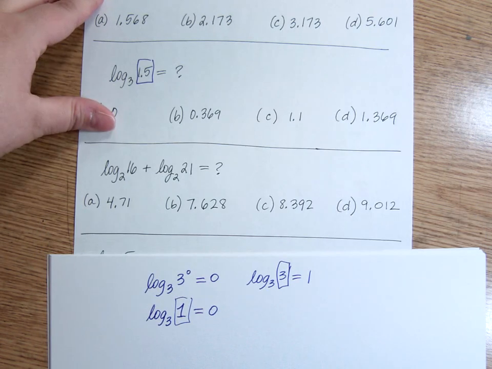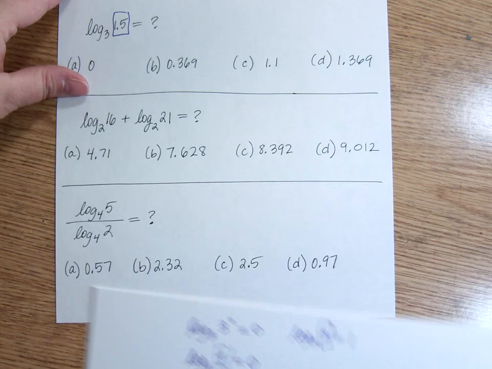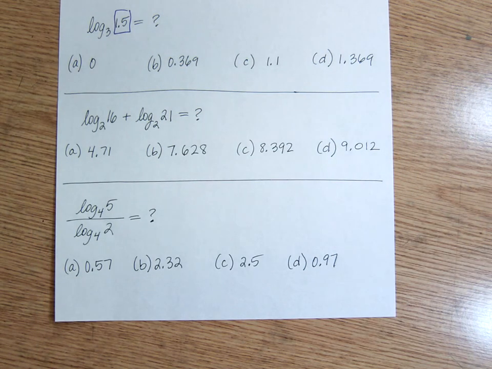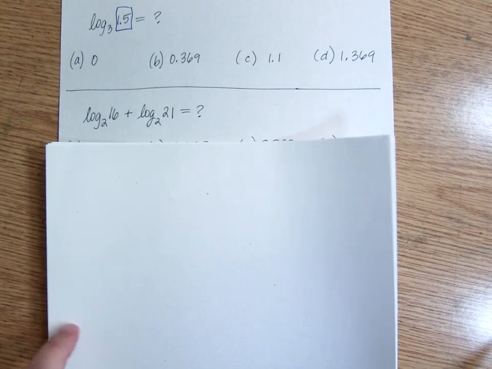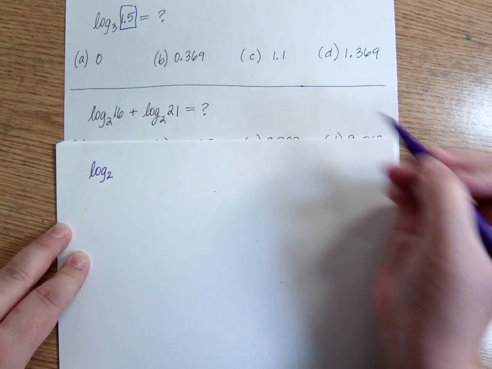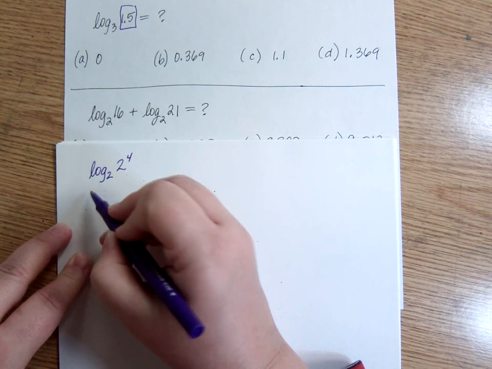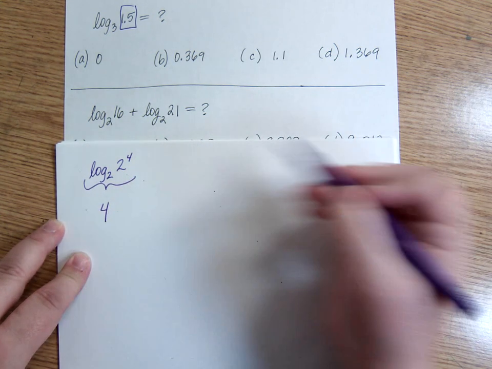Okay? Look at the next one here. Actually, look at the next two. If you'd like, you can pause the video and try them yourself before I go over them. Log base 2 of 16. Can 16 be written as a power of 2? It can. 16 is 2 to the 4th. So this whole thing is just going to be 4.